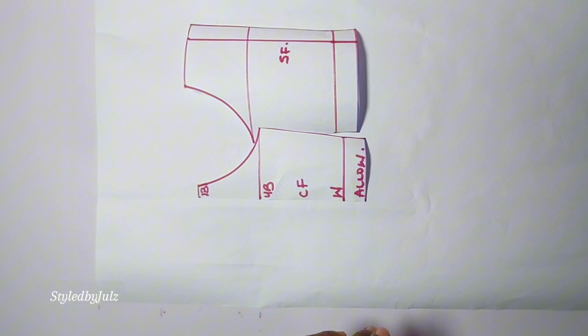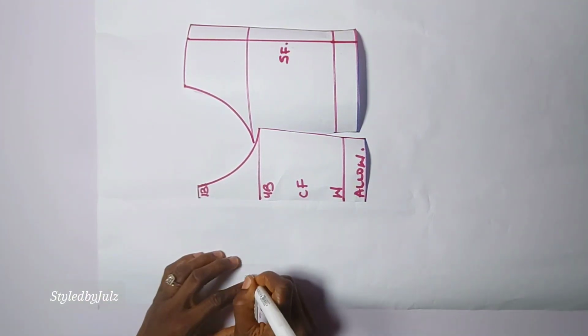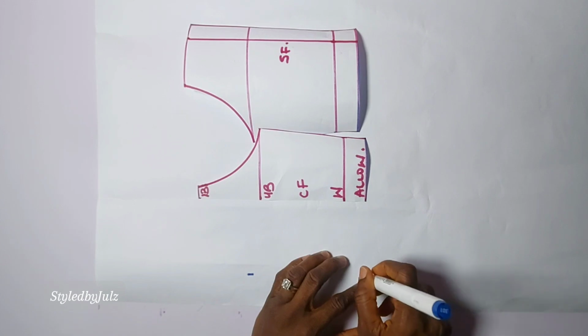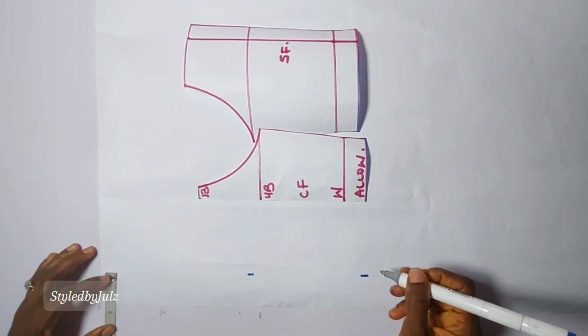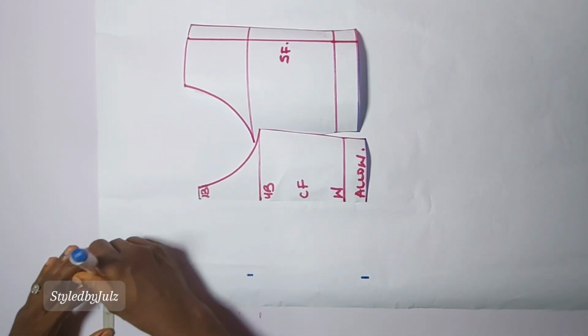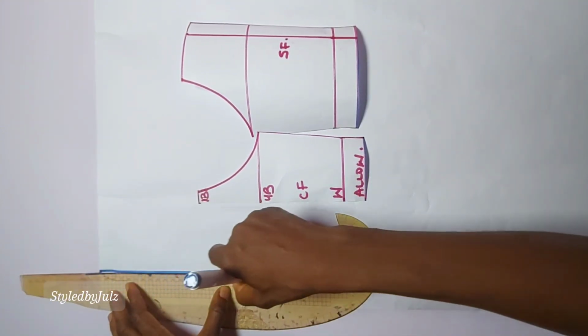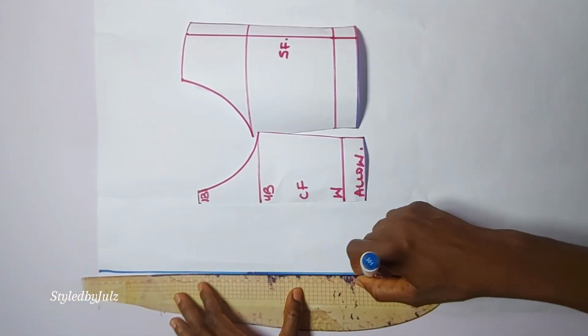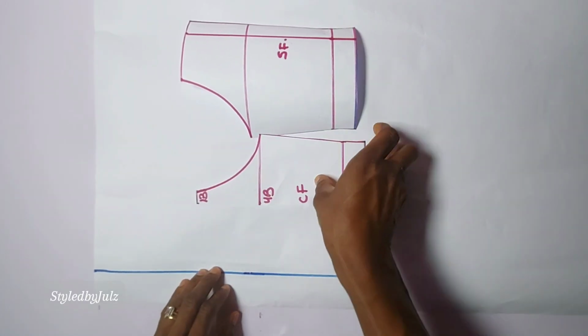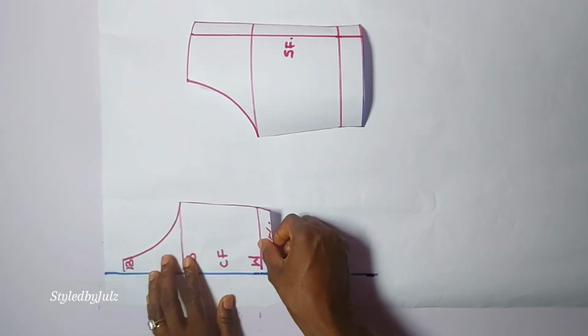Now for drafting the back pattern, this is what the front piece looks like after cutting it out. There are two ways. You could either make use of a zipper or a loop. So I'm going to be drafting for a zipper first of all. I'm just marking 1.5 inches to serve as my zipper allowance.